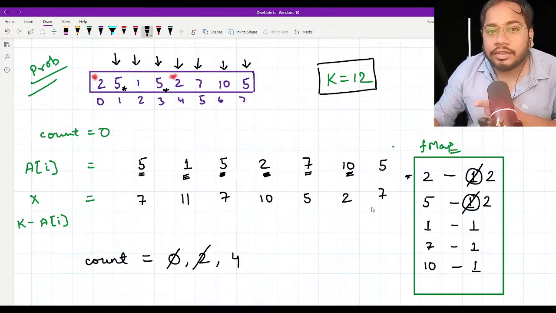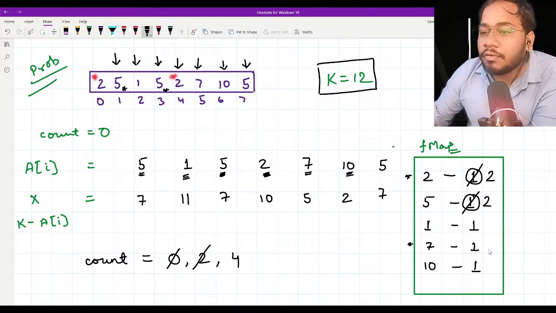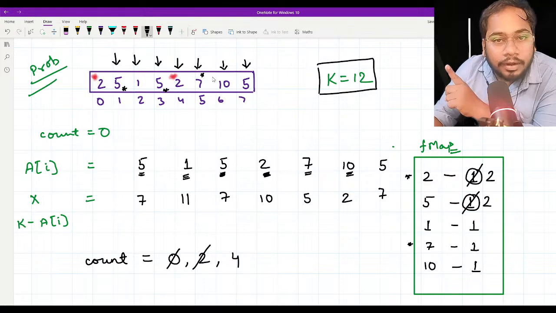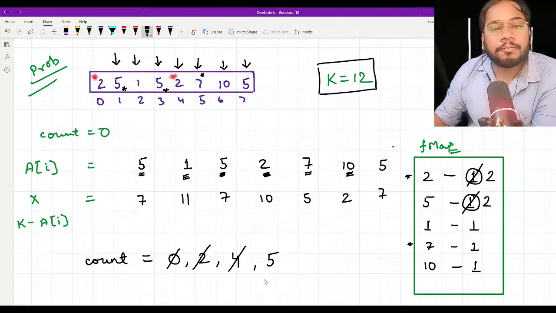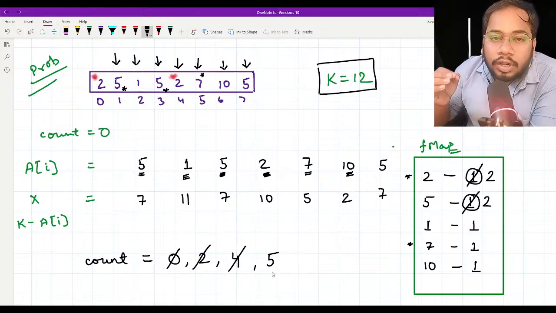So check in the frequency map. Do we have 7? Yes, we have 7. So how many times? We have 7 for only one time. That means for this, we have only one occurrence. We have only one pair. So increment this count from 4 to 5. And that is what we were expecting also: the total count of the pairs which are resulting into sum of 12.